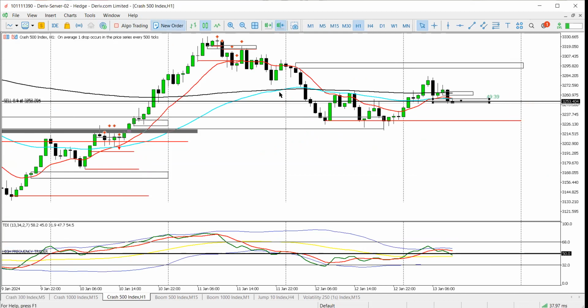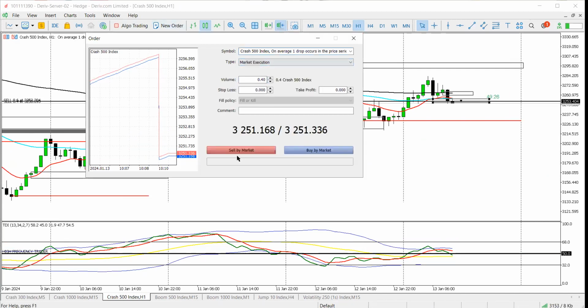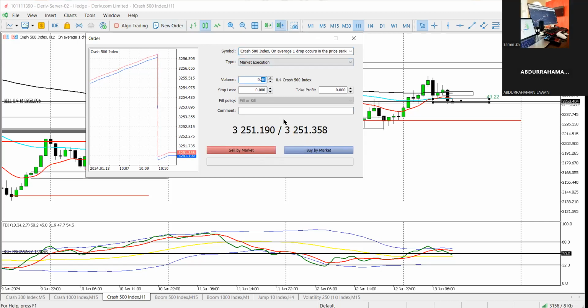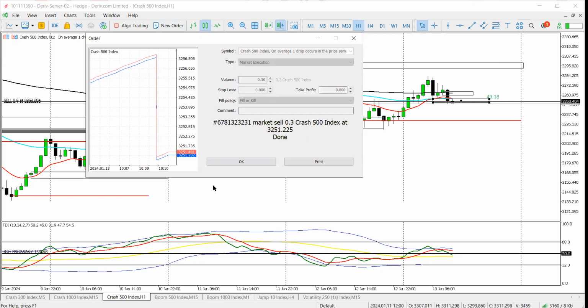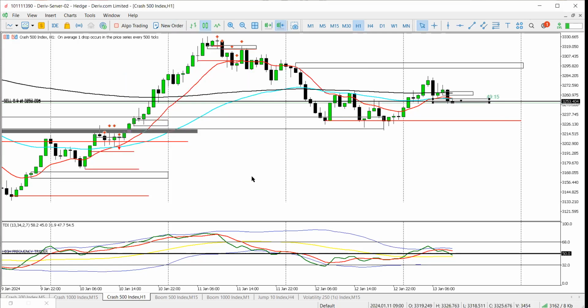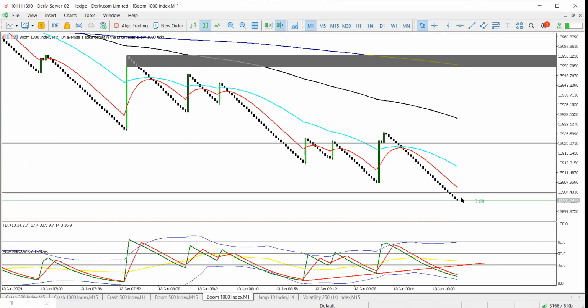Okay, I'm actually going to add another position on C500. Okay, so for now, I would say this is my main setup. B5, I'll talk about it just now. I wanted to talk about B1.